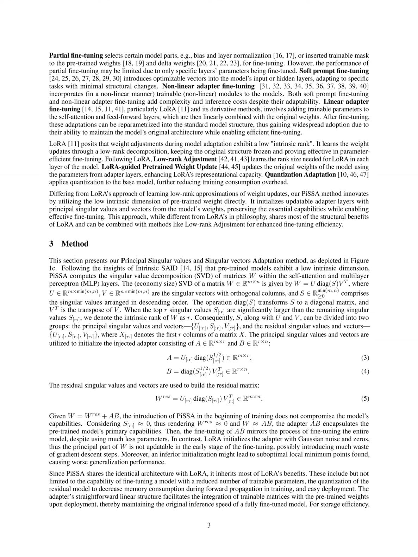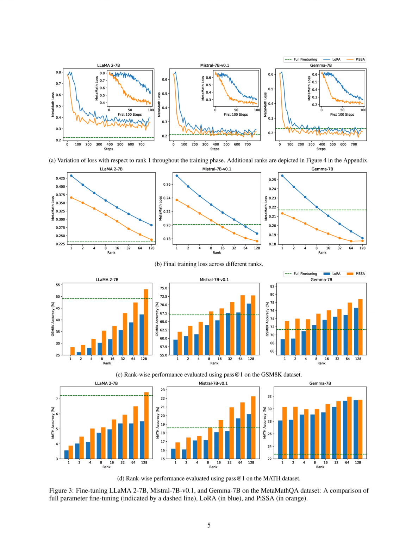How does PiSSA ensure that the model's capabilities are not compromised during the fine-tuning process? PiSSA ensures that the model's capabilities are not compromised during the fine-tuning process by utilizing the principal singular values and vectors of the pre-trained model to initialize the injected adapter. This initialization allows PiSSA to preserve the essential capabilities of the model from the beginning of training.